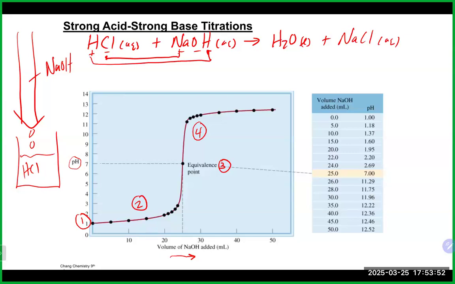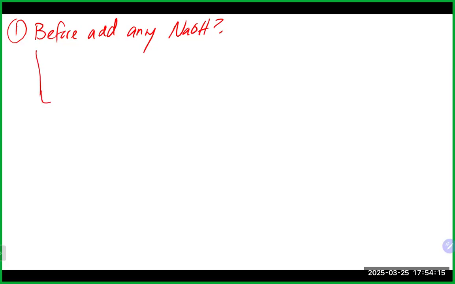We're going to start with the first spot, which is before we start the titration. Before we add any sodium hydroxide, we want to know what the pH is. In this particular case, we essentially have only HCl in our beaker, right?